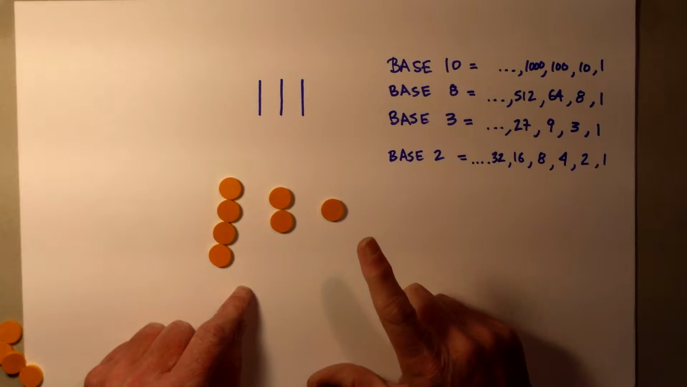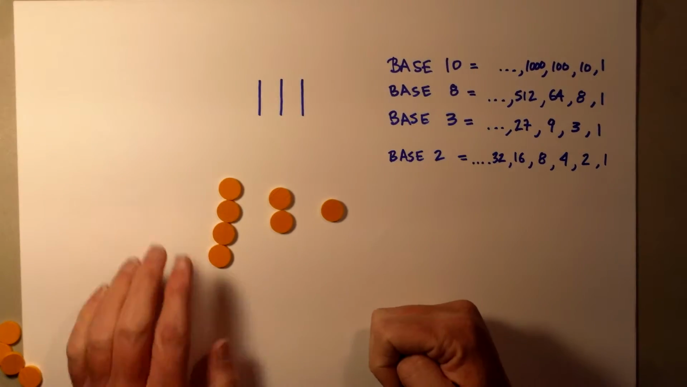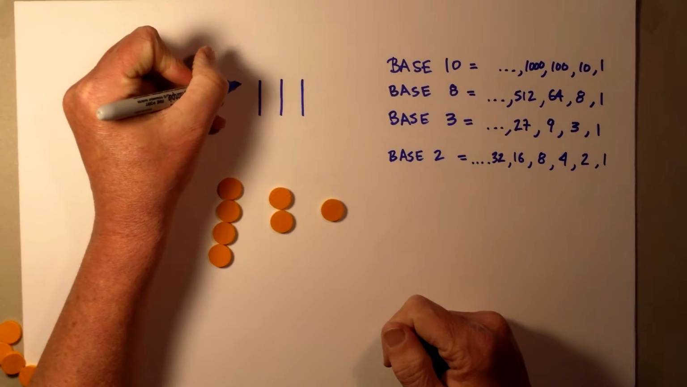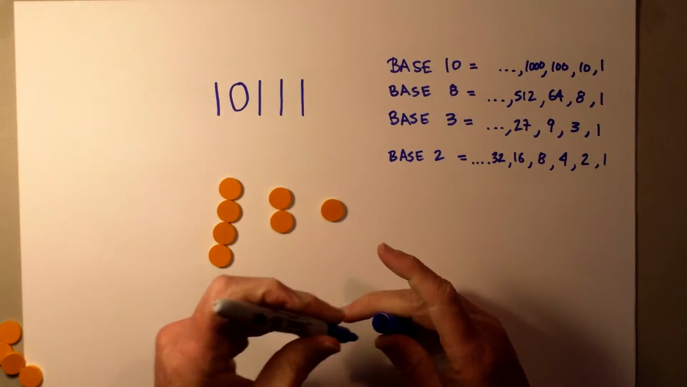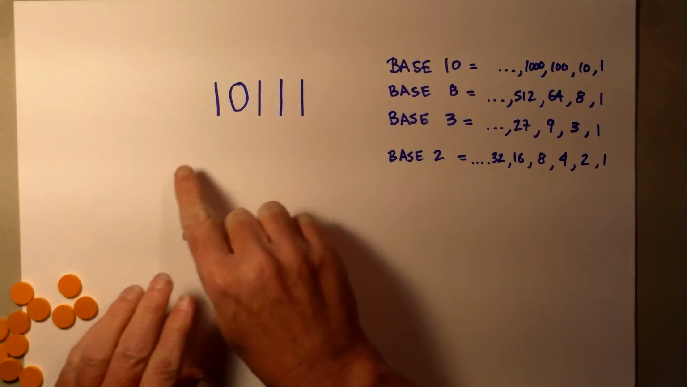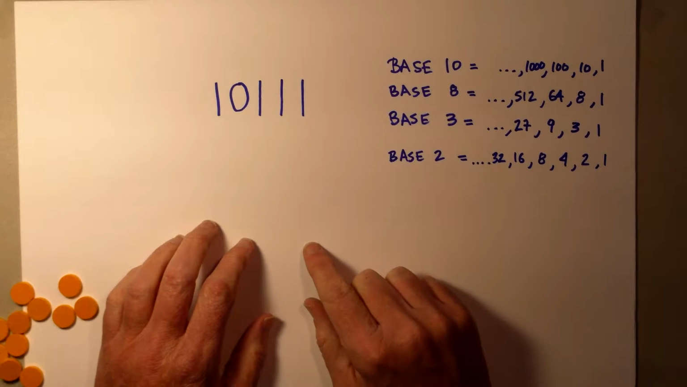Now, binary, you recall, only uses the digits 1 and 0. So let's try a number that has a 0 in there. Let's say I made this even larger. I'm going to put a 0 here and a 1 there. So now, how many things does the number in binary 10111 represent? I'll let you think about that for a moment.